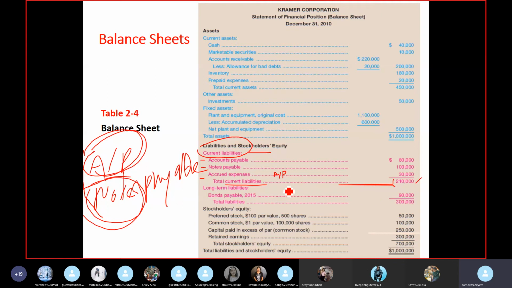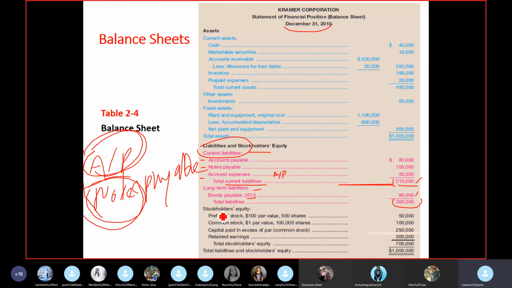210,000. Now we go to long-term liability. This year is the end of 2010, but this liability we have to pay in the year 2015, meaning 5 years later. So we call it long-term liability. There are 90,000. The total liability between current and long term is 210 plus 90, that is 300,000.